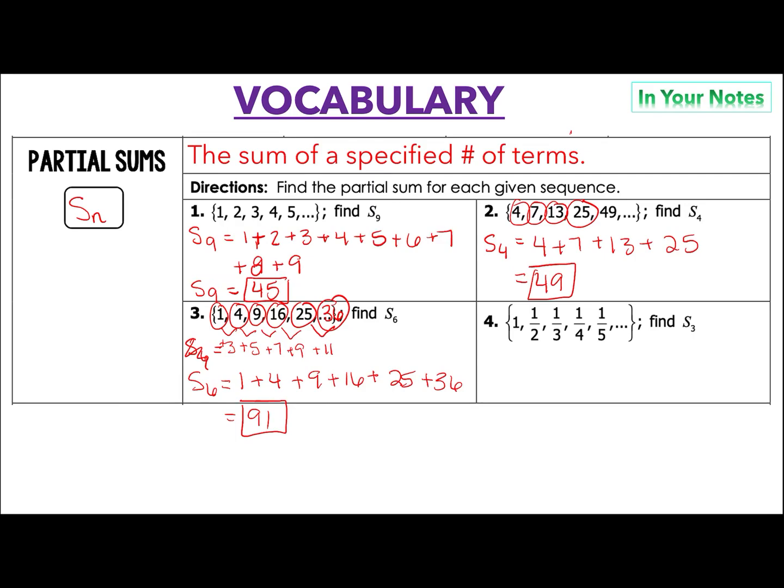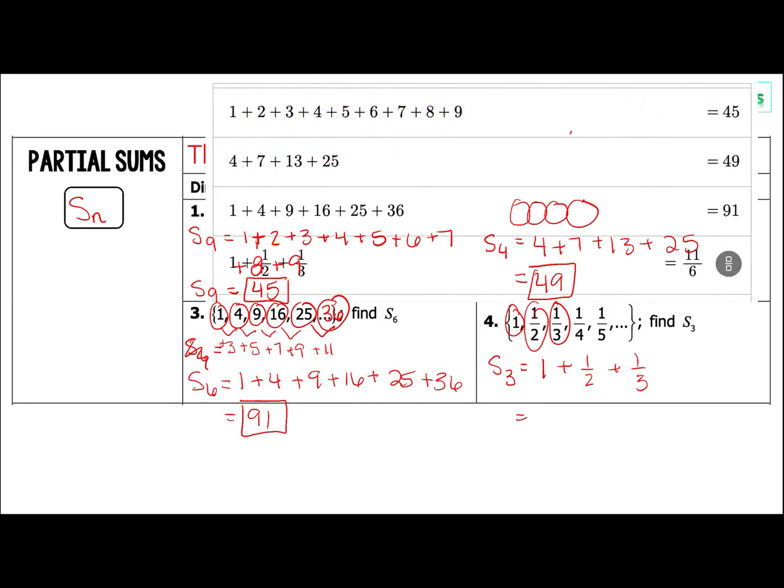And then number 4 is asking us to find S sub 3. So it's asking us to find the sum of the first 3 terms, term 1, term 2, and term 3. So 1 plus 1/2 plus 1/3. I use my calculator again. Once again, I'm sorry about this, it's hard to see, but I added 1 plus 1/2 plus 1/3, and I got 11/6.